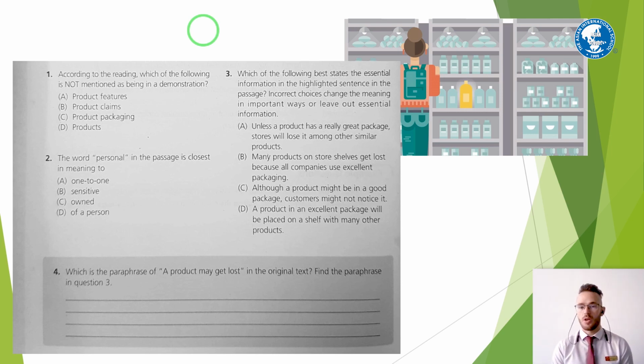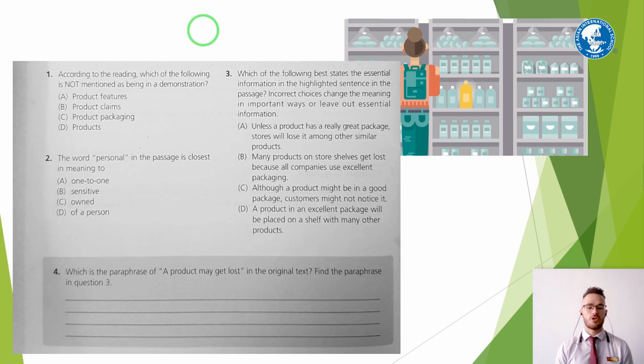Question three, which of the following best states the essential information in the highlighted sentence in the passage? Now, incorrect choices are very, very similar. They change the meaning slightly, but they either leave out some important information or they alter it in a subtle way. So do be a little bit careful when you read through these. Don't just read one and assume it's that because it's very close. Make sure you read them all. The correct answer that you should have got was C. Although a product might be in a good package, customers might not notice it.